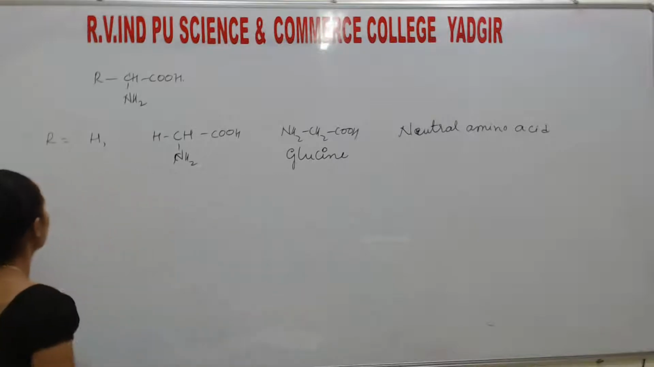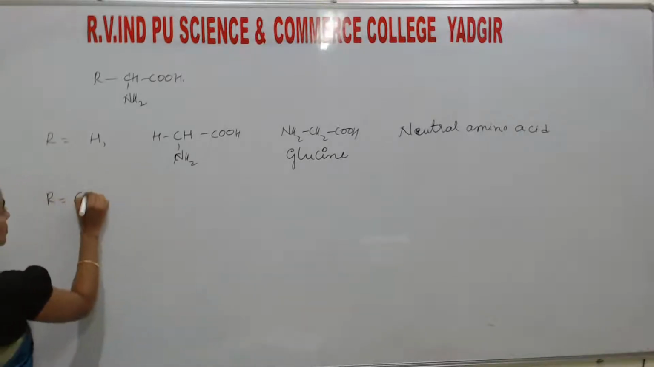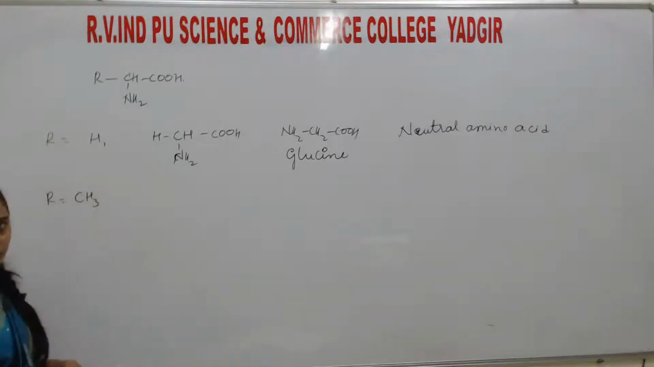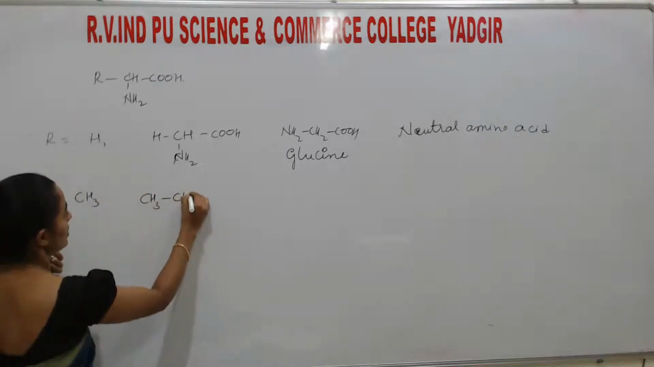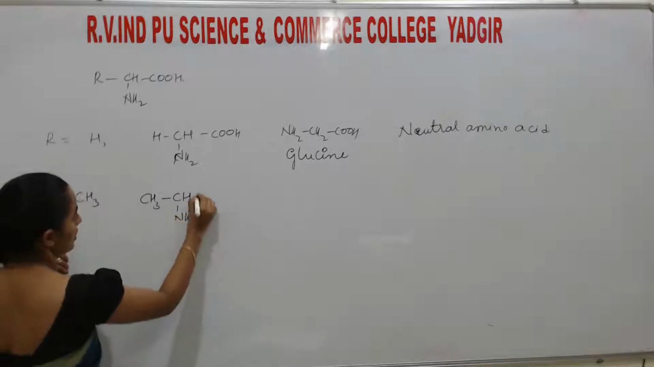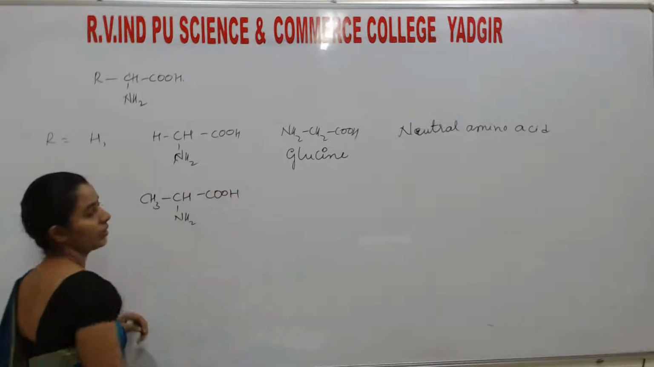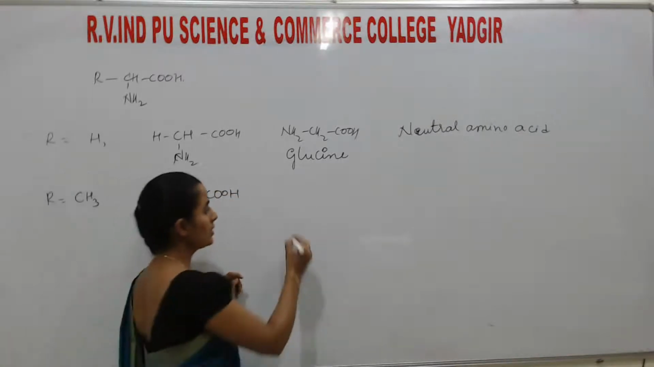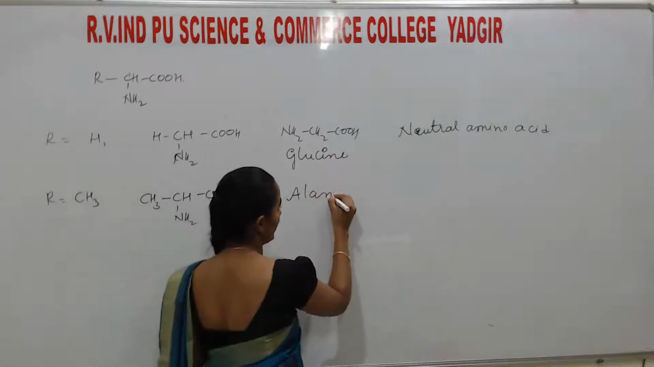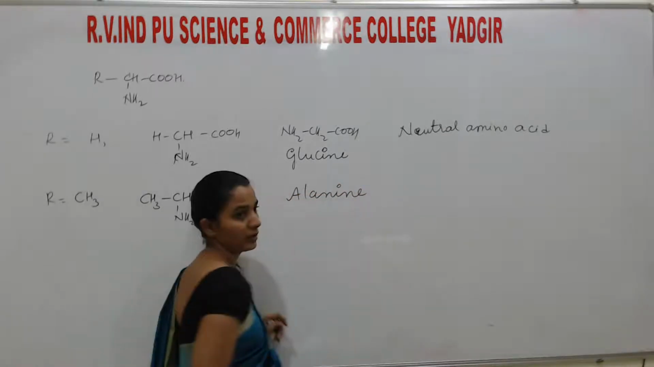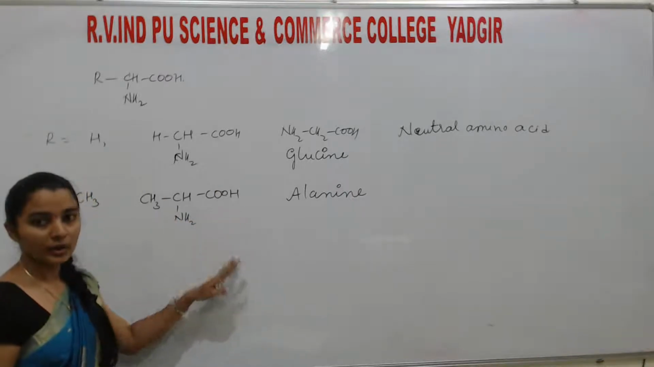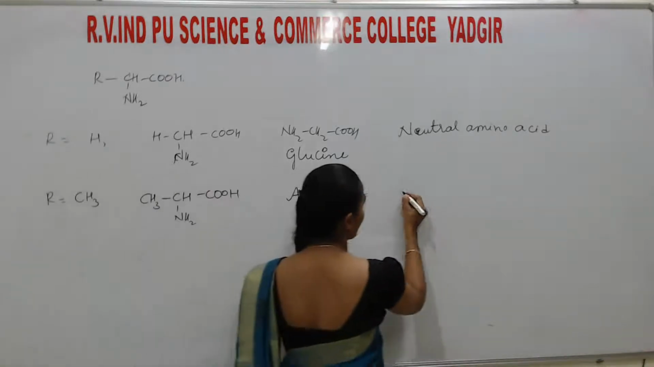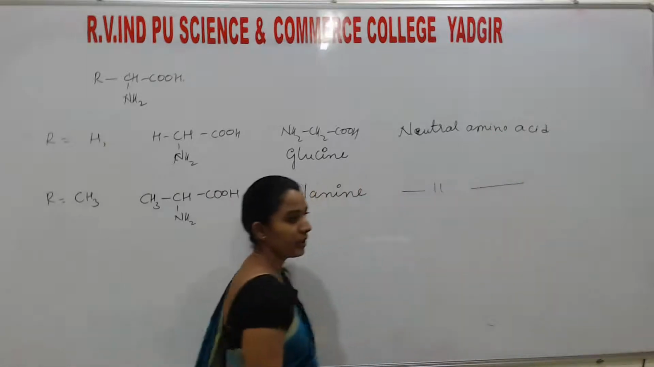Understand? Next, if R is equal to CH3, then in the R group you write CH3, CH, NH2, COOH. So this one is alanine. Here also NH2 and COOH groups are equal in number, so this is also a neutral amino acid.